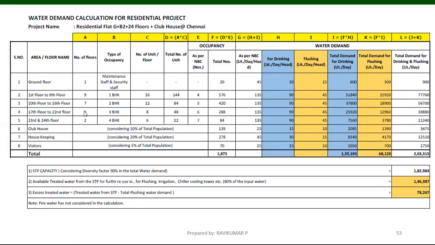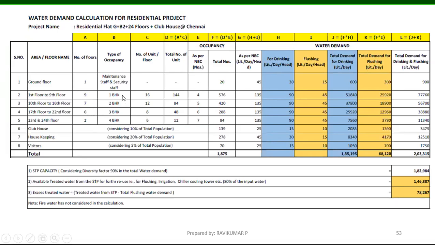Likewise, if you go to the next row, the second row, first floor to ninth floor, how many floors are coming? 9 floors: first, second, third, fourth, fifth, sixth, seventh, eighth, ninth. So totally 9 floors are coming. For the calculation purpose only, I have arrived here. So 9 floors are there.